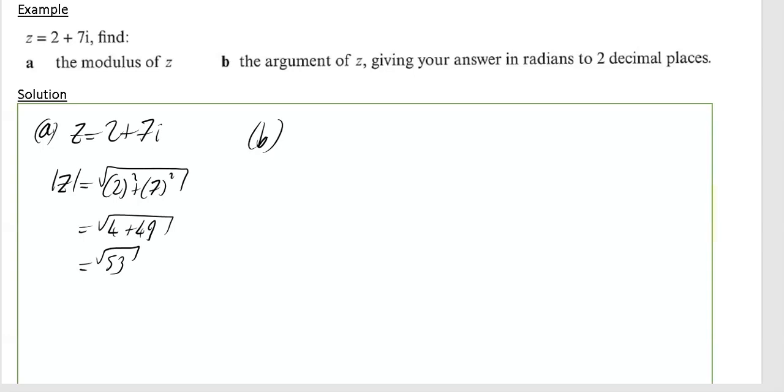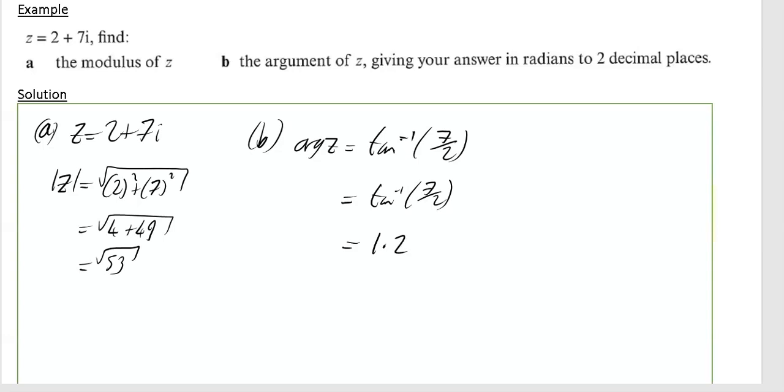Your arg z then is equal to tan to the minus 1 of your imaginary part over your real part. So your arg z is tan to the minus 1 of 7 over 2. That is going to be equal to 1.2924, and to 2 decimal places, 1.29 radians.